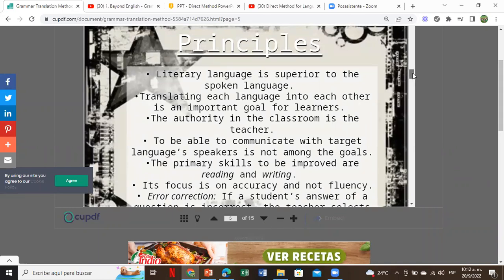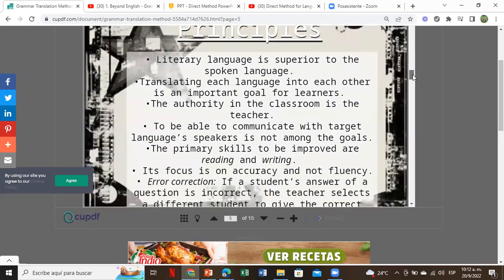So, look at the principles. Literary language is superior to the spoken language. I like this part because in grammar translation, obviously we have to apply it according to the ages. For example, grammar translation, can I apply it in kindergarten? Yes, of course, just giving simple examples. Translation of each language into the other is an important goal for learners.